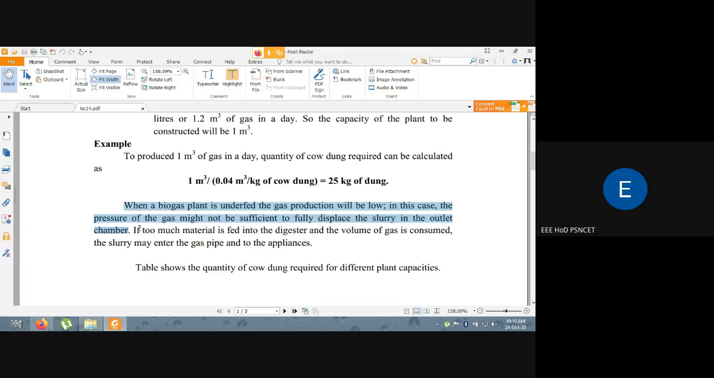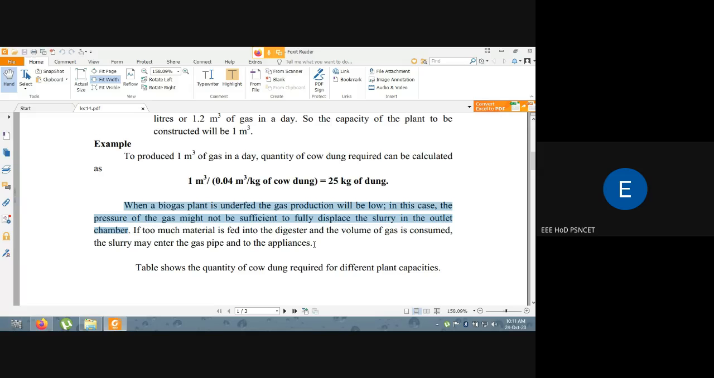Another thing is if too much material is fed. A 1 meter cube size biogas plant can withstand up to 25 kilograms of dung. Suppose we have an excess amount, 40 kilograms of dung, then definitely it will overflow. So too much material fed means the digester volume and the gas volume is consumed. The slurry may enter the gas pipes and all the appliances.